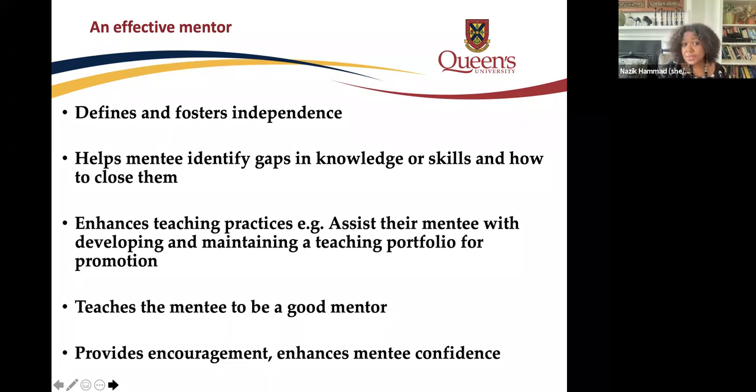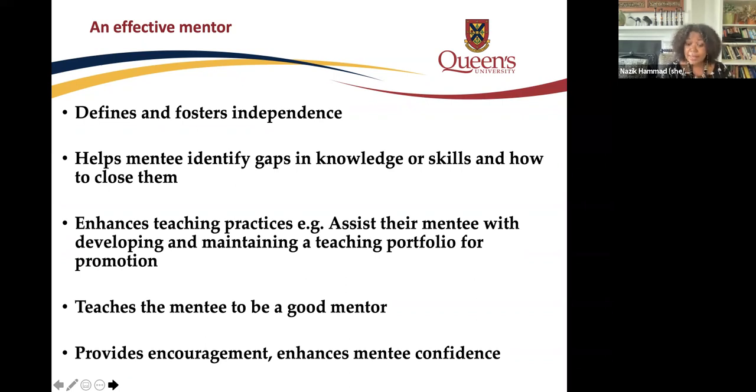You also want to help the mentee identify gaps in knowledge or skills and how to close them, where the resources are that they can acquire this knowledge, and then enhance teaching practices. So if you're mentoring a new faculty member, you have to assist them with developing and maintaining a teaching portfolio, for example, for promotion, or knowing how to go about preparing for promotion, and that has to be started early on.